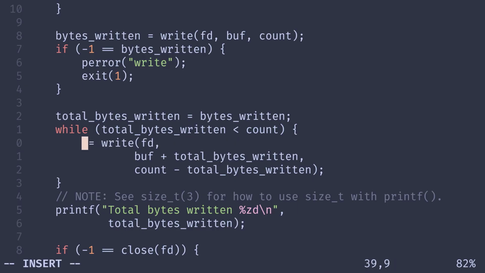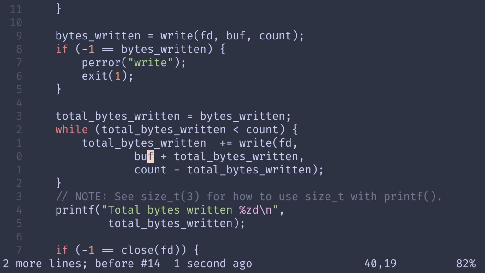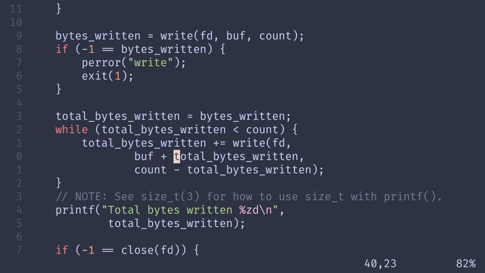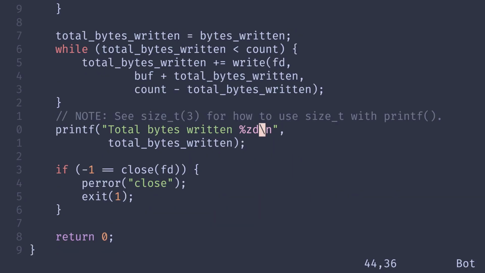Then we just iteratively increment the number of bytes written by the call to write. This should be total bytes written plus equal to write. And here we're doing some pointer arithmetic to go past the number of bytes that we've written so far, to write the number of bytes that we have left. So the total number of bytes to write minus the number of bytes we've already written. We're going to write that many additional bytes to the file descriptor. And then in the end, we can print the number of bytes written with this call to printf here.